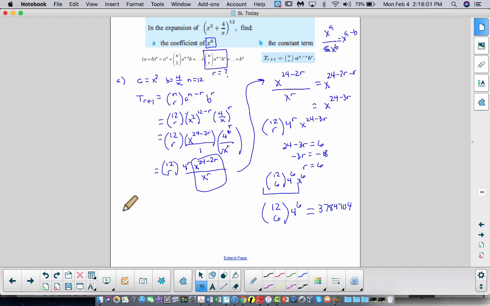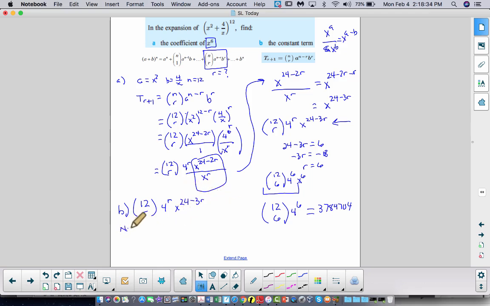3,784,704. If you do that in your calculator, you can check me out on that. B, the constant term. Well, the constant term, remember, we have our general term here: 12 choose r, 4 to the r, x to the 24 minus 3r. Well, the constant term means there's no variable. Well, the only way I'm going to get rid of this variable is if this is to the 0 power.